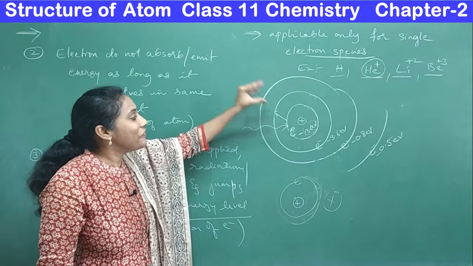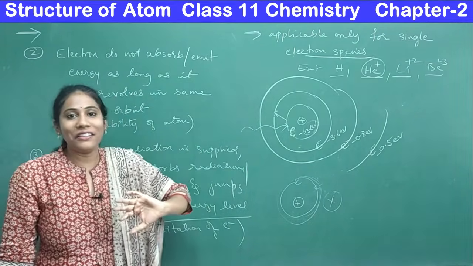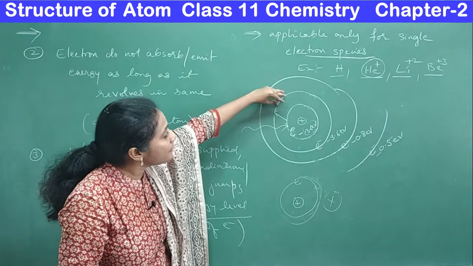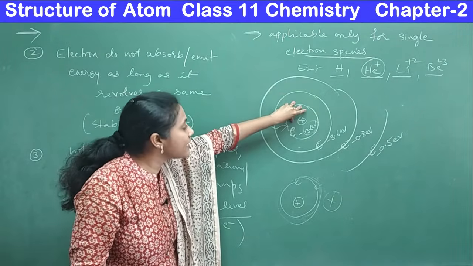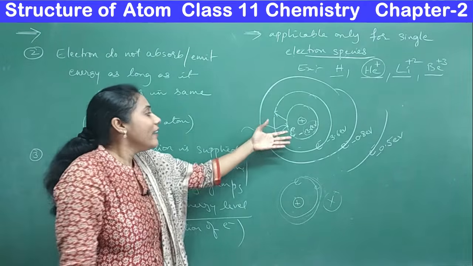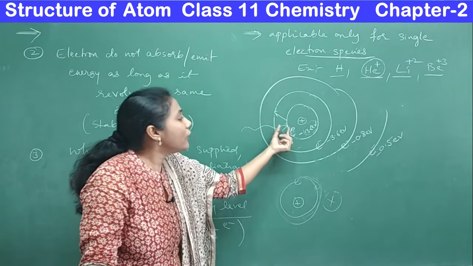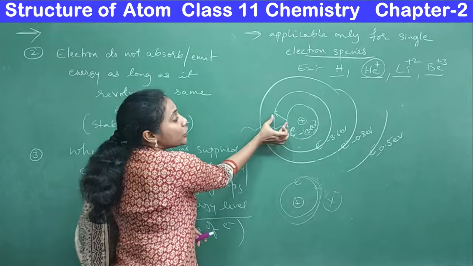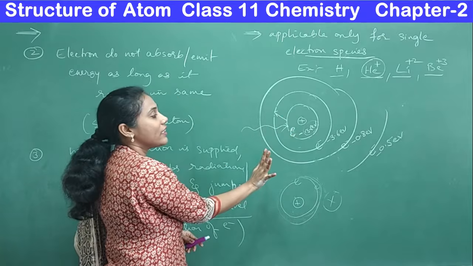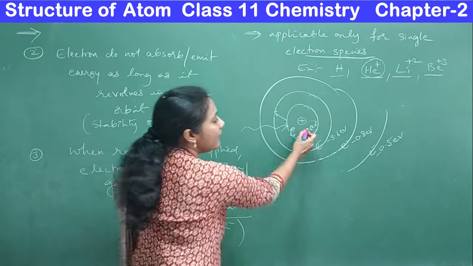The energy which is equal to the difference between the energies of the second level and the first level. Whenever it gains energy equal to the difference between the energies of the second and first level, only then can it jump to the second level. It's not that it can jump by acquiring just a little energy. There must be some minimum energy, and that energy must be equal to the difference between the energy of the second level and the energy of the first level.